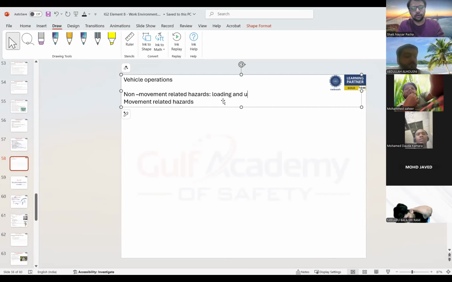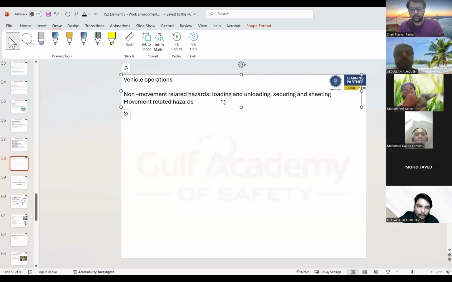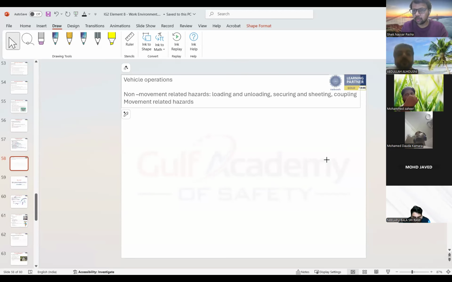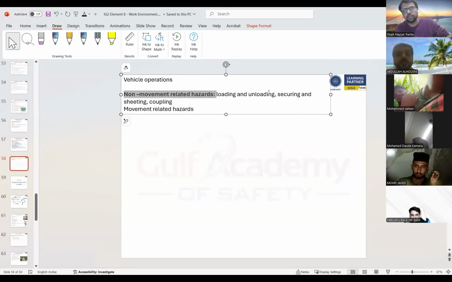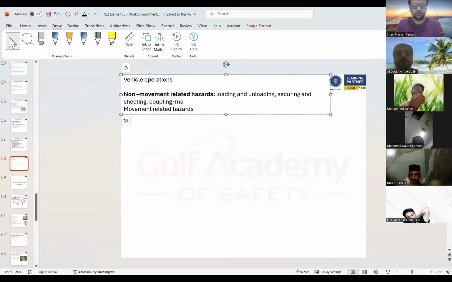Loading and unloading of the vehicles, that is a hazard. Or securing and sheeting at the loading dock. Or coupling the vehicles, when you are trying to move a vehicle which is broken down or not starting. We generally use coupling with towing vehicles for this. Or even when you're going for maintenance or repair work, that is also called a non-movement related hazard.